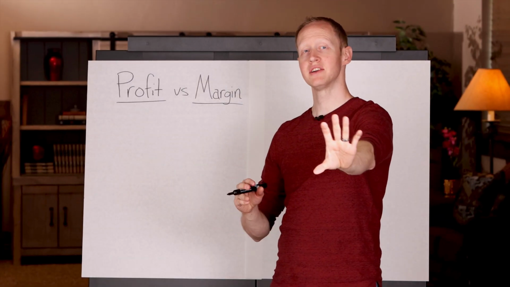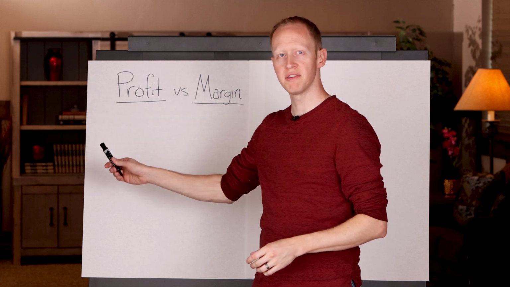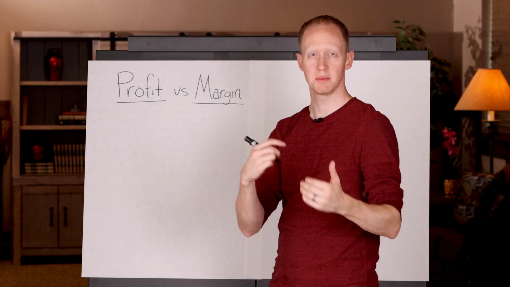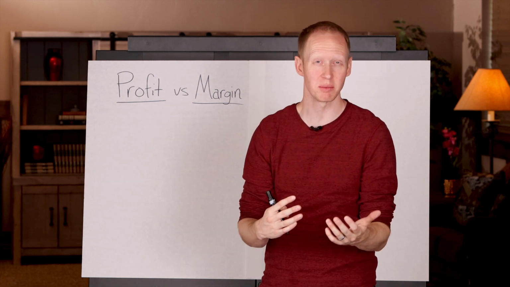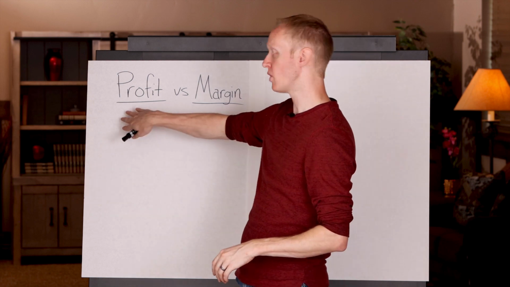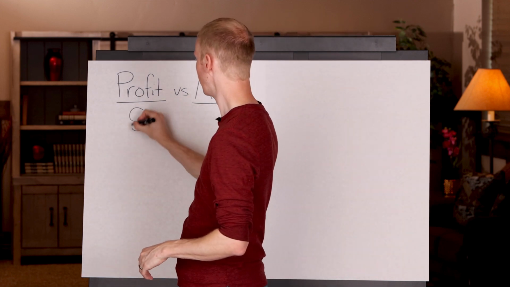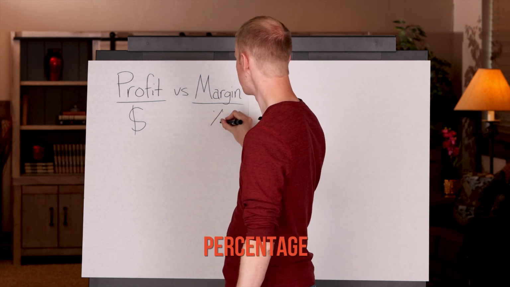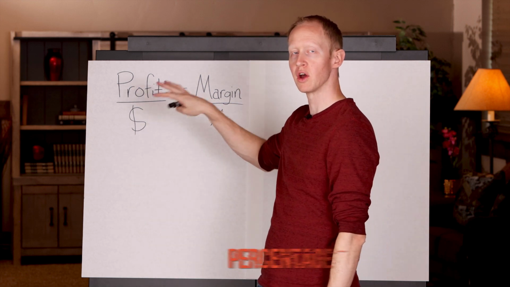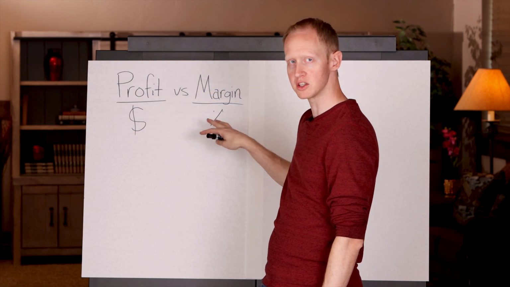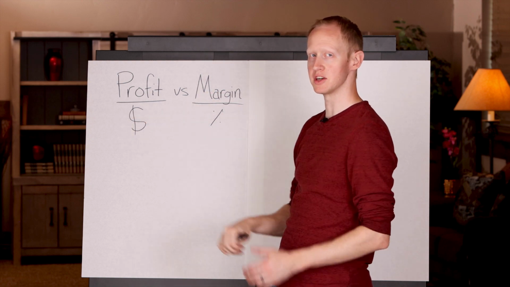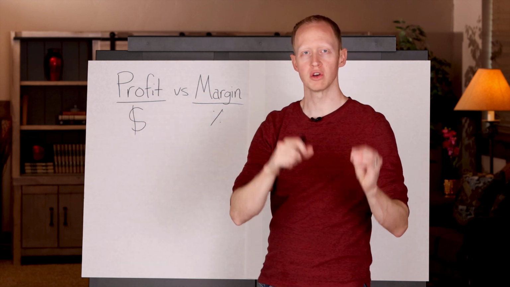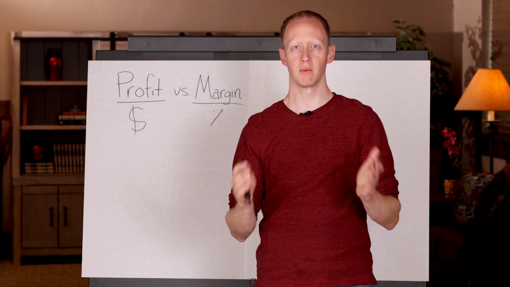All right, first you need to understand the difference between profit and margin. And this is really confusing because they get used pretty interchangeably, but they're actually different. Profit is a dollar amount. It's a number. Margin is a percentage. And this holds true for both gross profit and gross margins and net profit and net margins. So let's look at now gross margins, how to calculate them and what they mean.